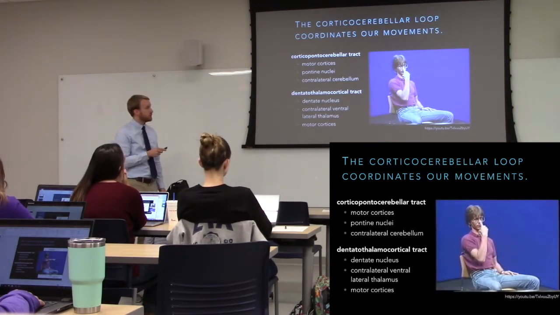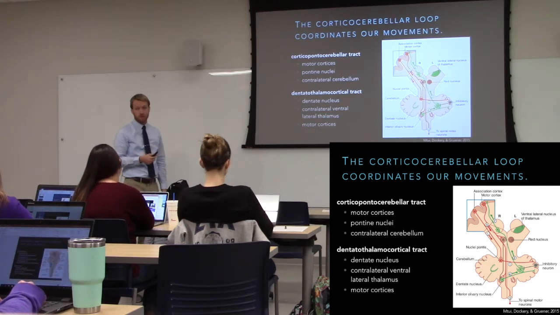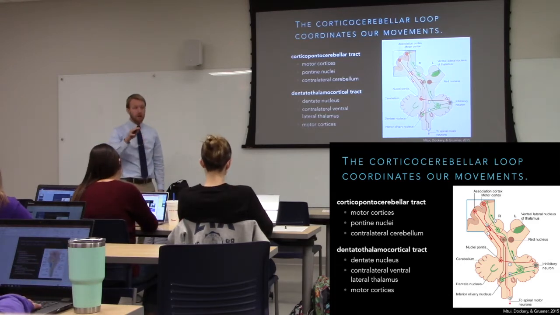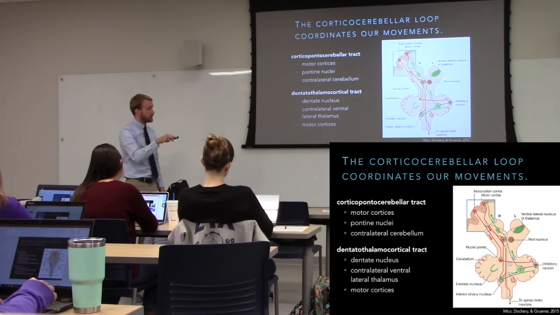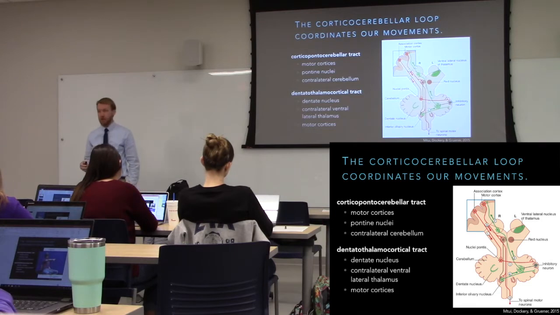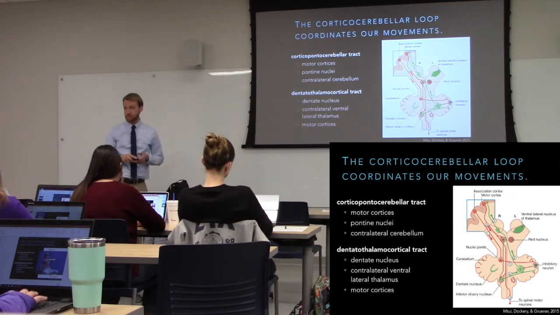So we get this big loop here, where we go from really any area of the cortex. It could be motor, sensory, it could be somatosensory, it could be visual, it could be auditory. All areas of the cortex project down to the pons and into the cerebellum. This way the cerebellum has a great idea of what's going on, not just motor plans. It needs to know a little more than that, and it does. So we go from cerebrum to pons, pons to cerebellum. That's your cortico-ponto-cerebellar tract.